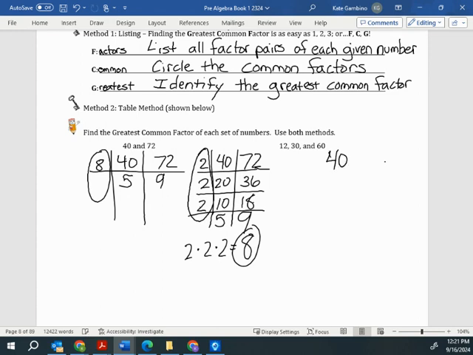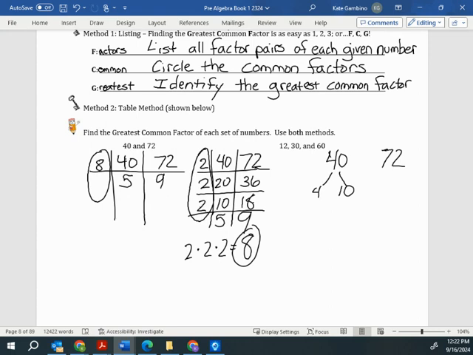So we would start with 40 here, 72 here, and it's going to look kind of like a Christmas tree. And I'm going to think, what are my factors of 40? Who can tell me, factor buddy, what's the factor pair of 40? David? 4 and 10. So I know 4 times 10 equals 40.